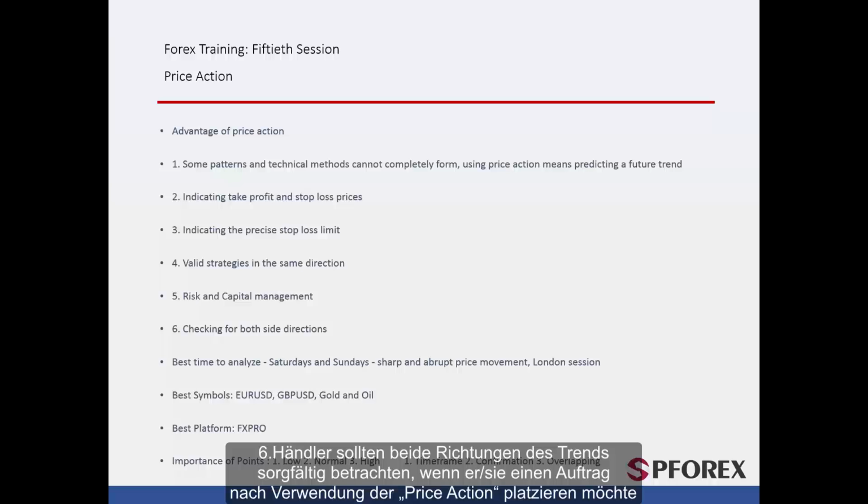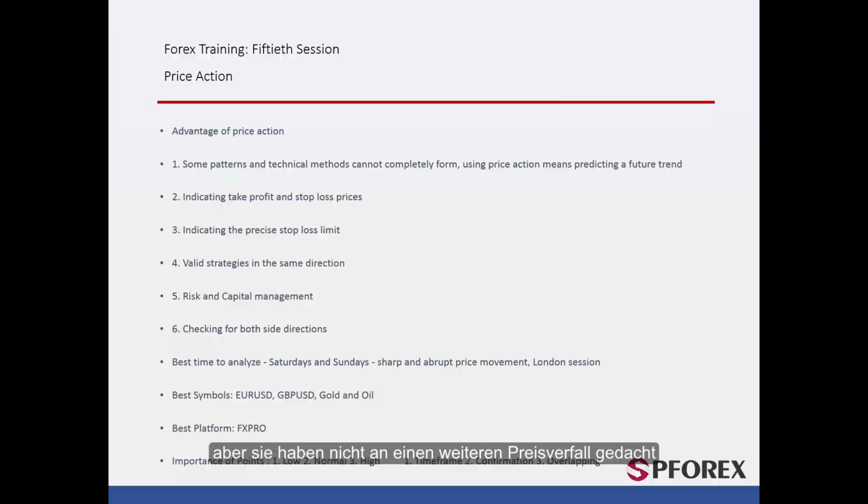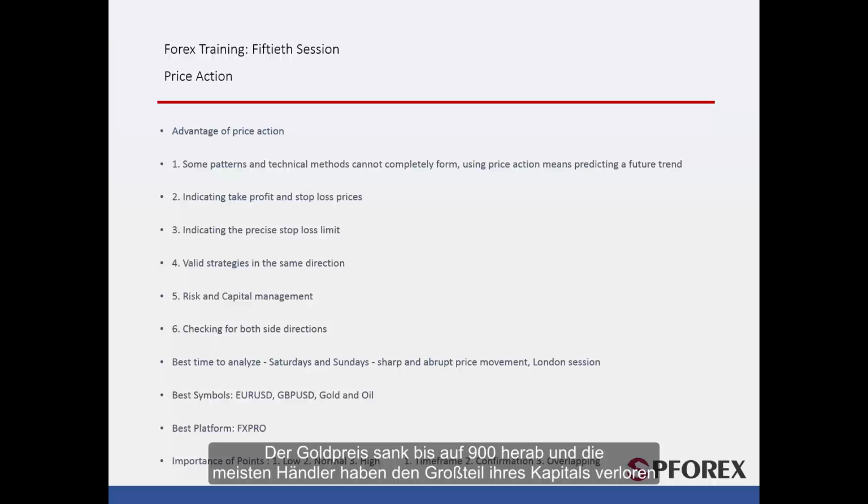And lastly, a trader may consider thoroughly both directions on the trend when he or she wants to place an order after utilizing price action. For example, some traders considered that the price of gold would increase towards 2000 after it had reached the 1300. However, they did not think over a further price decline. Price of gold decreases towards 900, and most of the traders lost their capital.